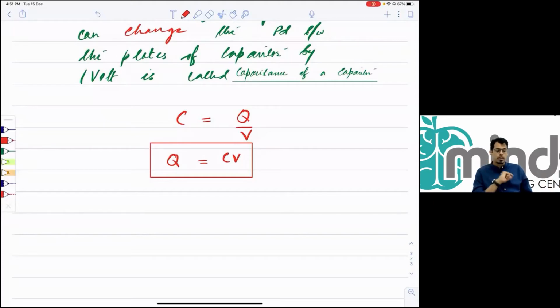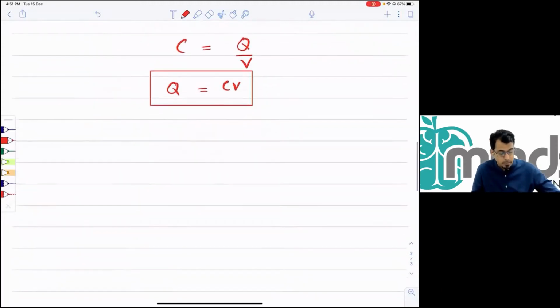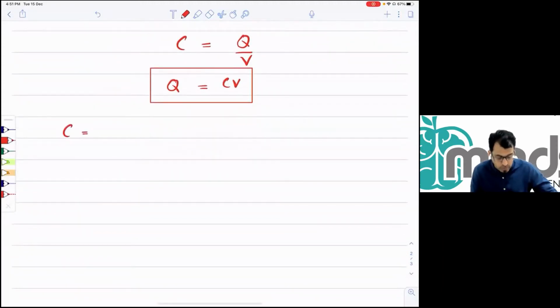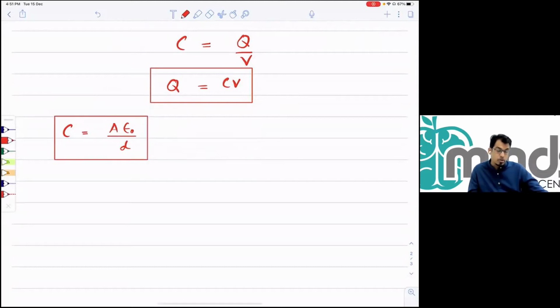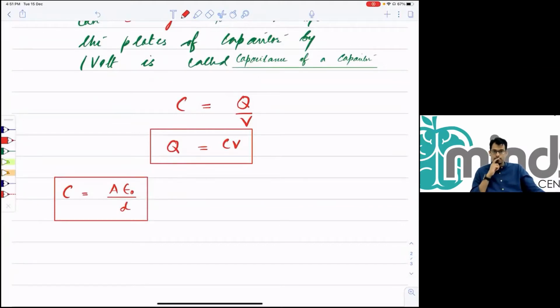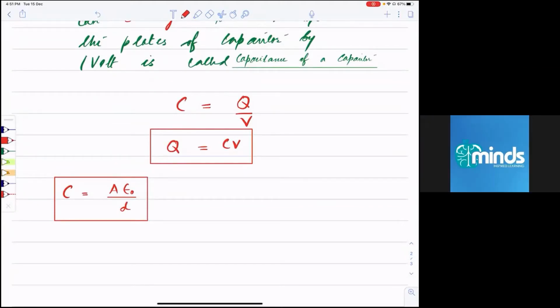Now, the capacitance of a capacitor can also be calculated by a number of equations. Derivation is not part of the syllabus, but it will be great if you remember those equations. Capacitance is given by A epsilon naught over D. Because I knew that I would be teaching this equation, I took care of these symbols since the beginning of this topic. So any idea what is this A? Overlapping area. Okay, A is area. And what is D? Separation of the plates.